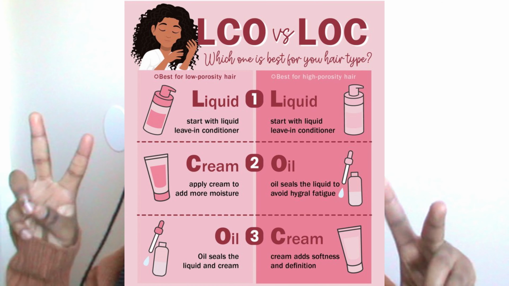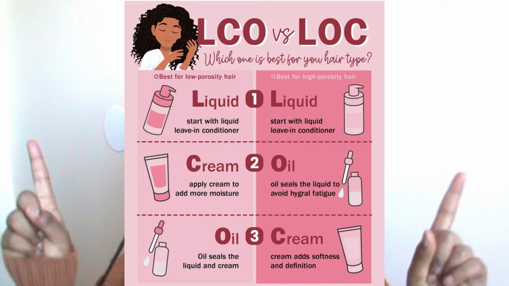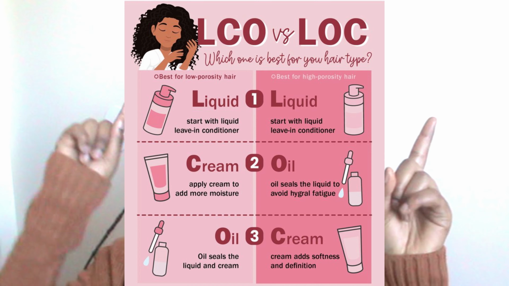Create a consistent moisture routine. There are 2 types of moisturizing routine: the LCO and the LOC. The LOC is simply liquid, oil, cream, while the LCO is liquid, cream, oil. This is simply applying your liquid, which is your water or hair mist, and then you apply your cream. That's for the LCO. And then after applying your cream, you can apply your oil.